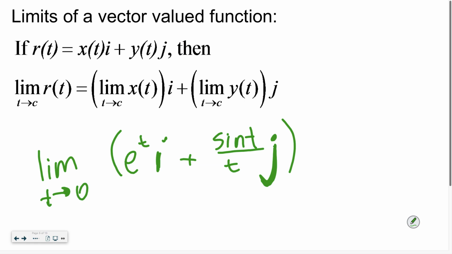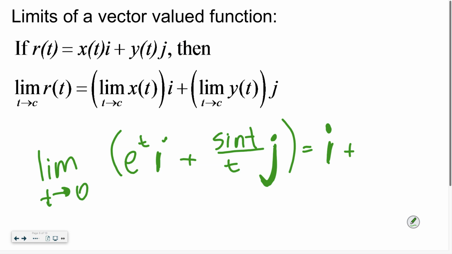But the other one. Did we learn about that? Right here, first page. Over 0. Anthony, what's the limit as t approaches 0 of e to the t? Well, I asked you for 1, so 1.